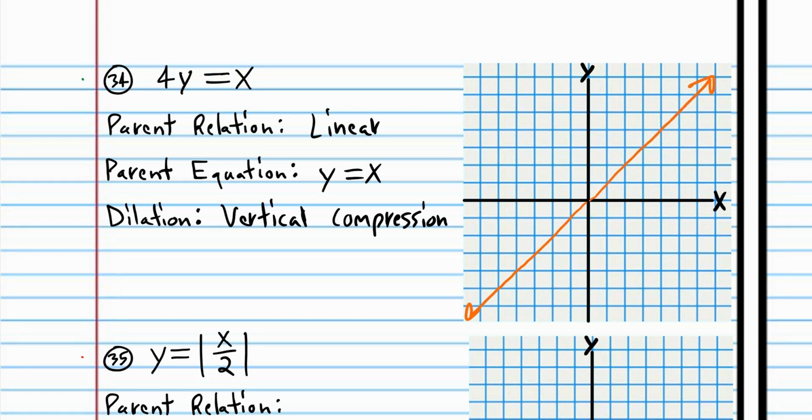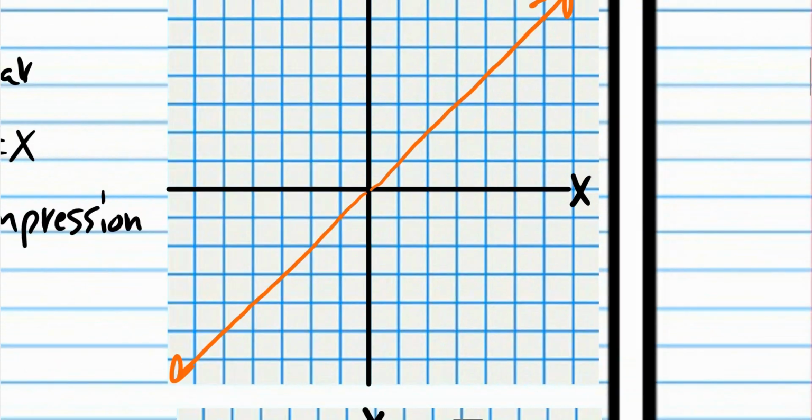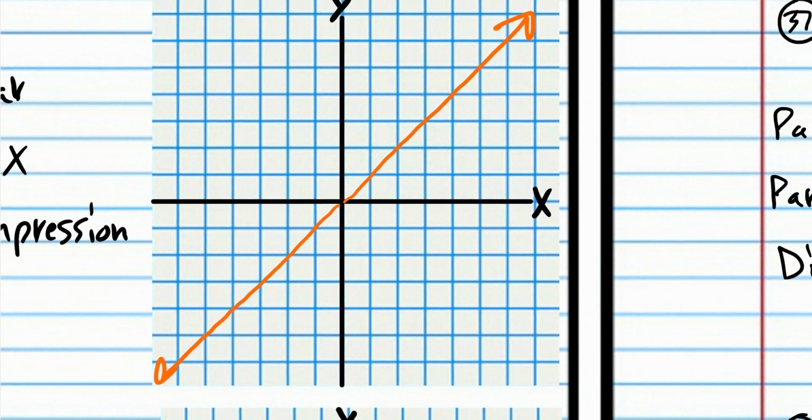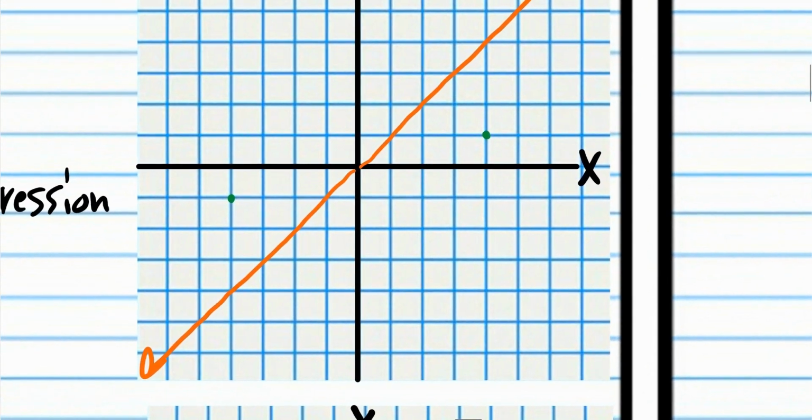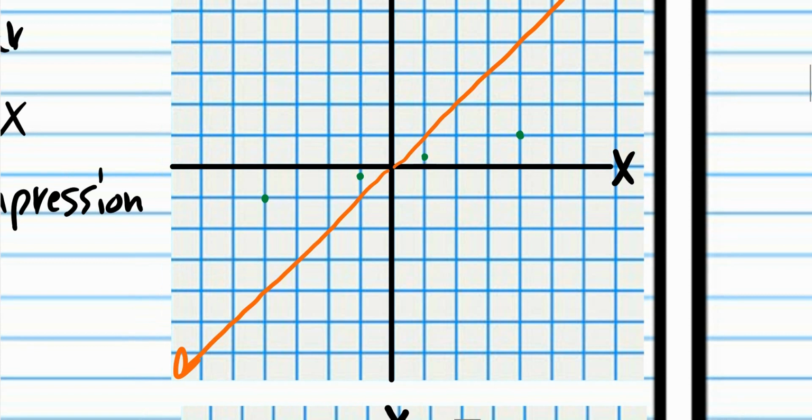And because we're multiplying y by 4, we're going to take all the y values on this graph and divide by 4, the exact opposite of what you would think. The y value of that point is 4, so we're going to divide by 4, we get 1. The y value of this point is negative 4, divide that by 4, and we get negative 1. And the y value here is negative 1, divide by 4, we get negative 1/4. The y value here is 1, so we get 1/4 when we divide by 4. And that's pretty much all we need to graph this relation.